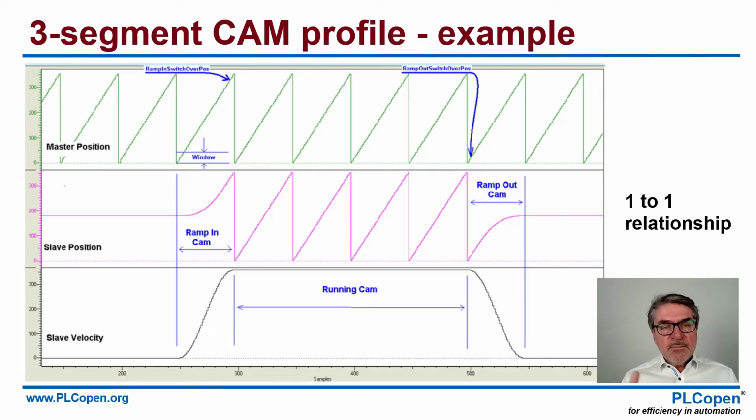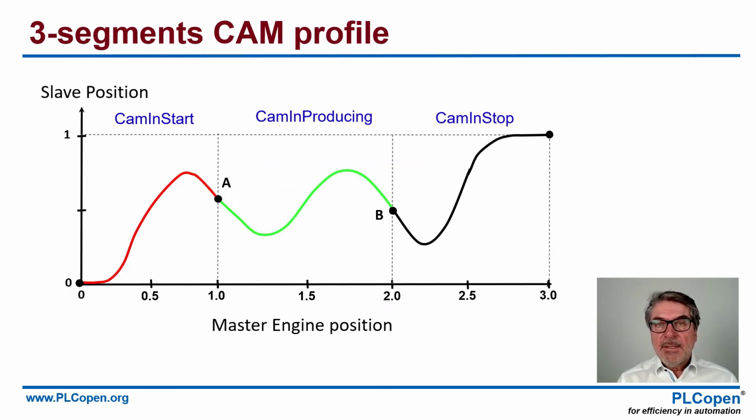So again here you see this link between the master and the slave, which is in a one-to-one relationship. But the idea of a CAM profile is of course that we can change this one-to-one relationship to any profile that we want. That's what you basically see here. So we have a CAM in start where we do a profile. We do a CAM in producing where we do a repetitive movement. This way you see A and B are on the same level and the same curves in that sense. And in the end, we stop this profile again.